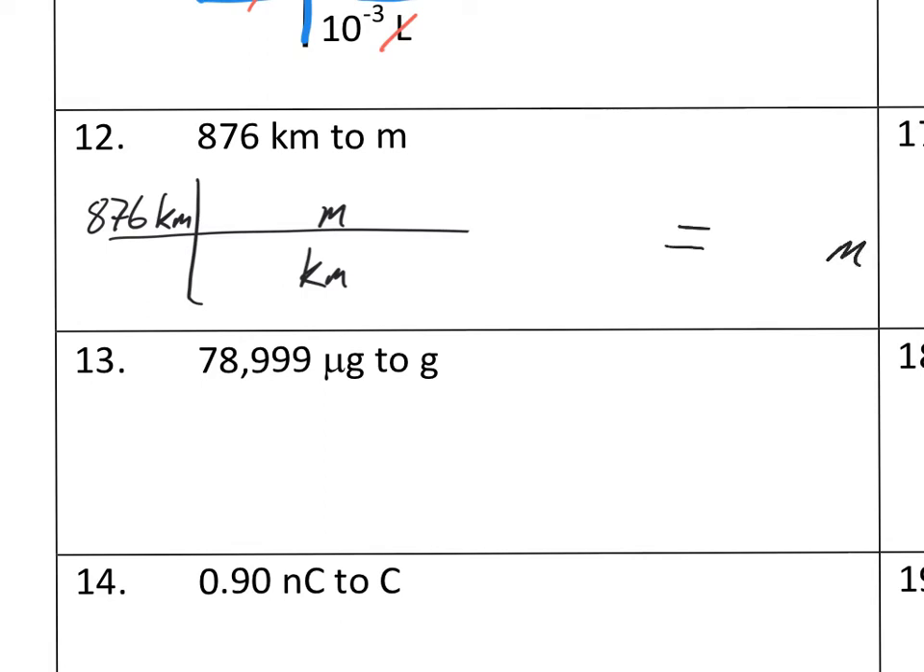I want meters, so I want to cancel it. I want to get how many kilometers in a meter, or how many meters in a kilometer. Either way. 10 to the third meters in a kilometer. So 1 times 10 to the third meters in 1 kilometer, correct? Yeah.